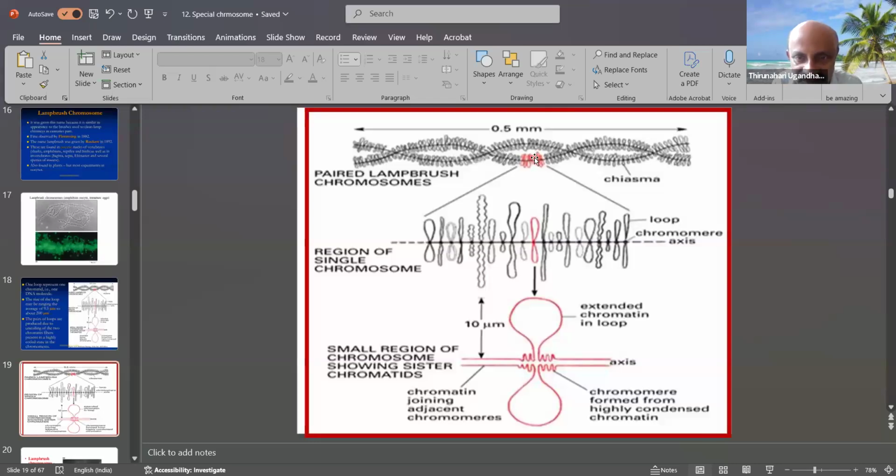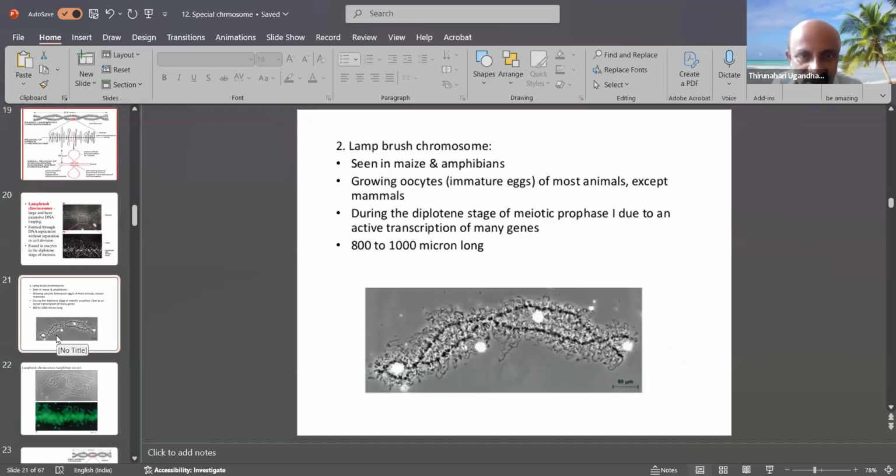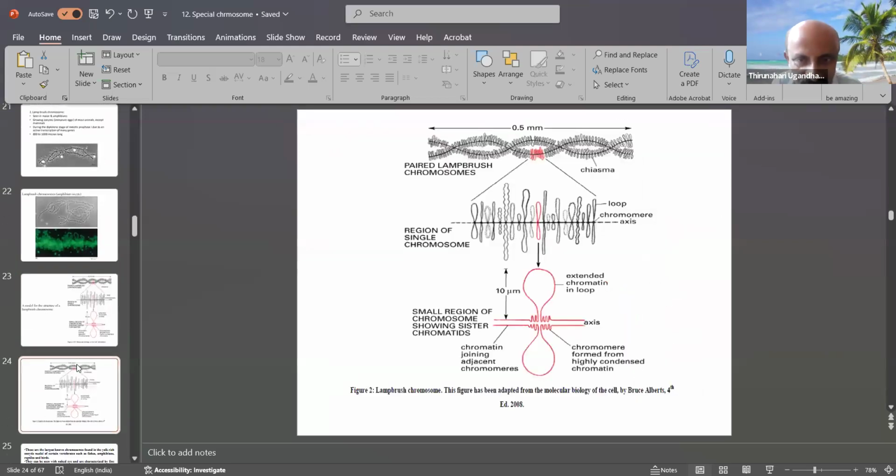The axis consists of several loops on either side. That axis is spiral to the other loops of the chromosomes. This is also clearly observed in the large, extended DNA looping, formed through DNA replication without separation in cell division, found in the oocytes. This one is also the lampbrush seen in amphibians. This one is the same, but here the complete structure is shown.